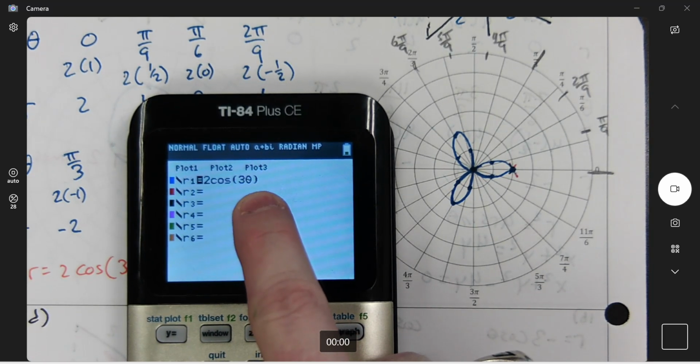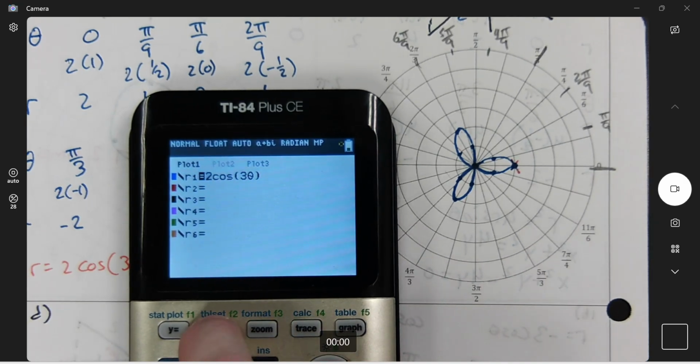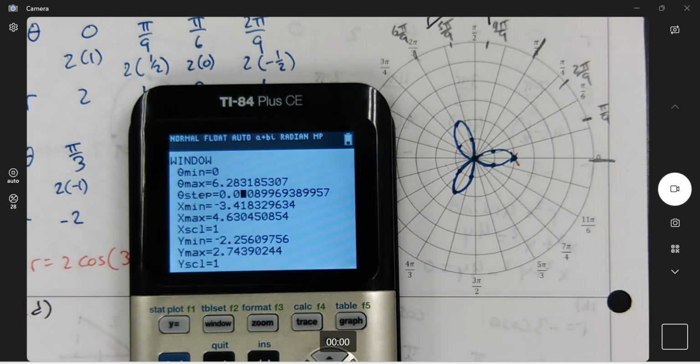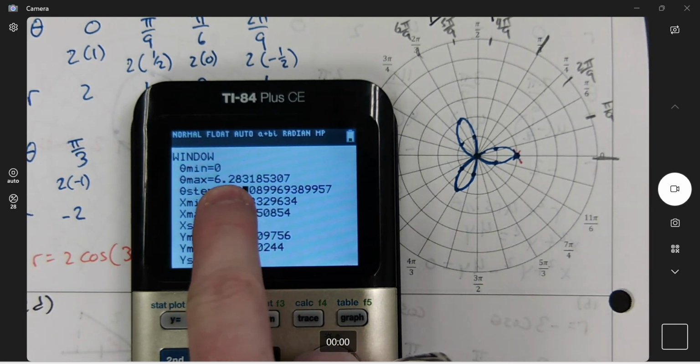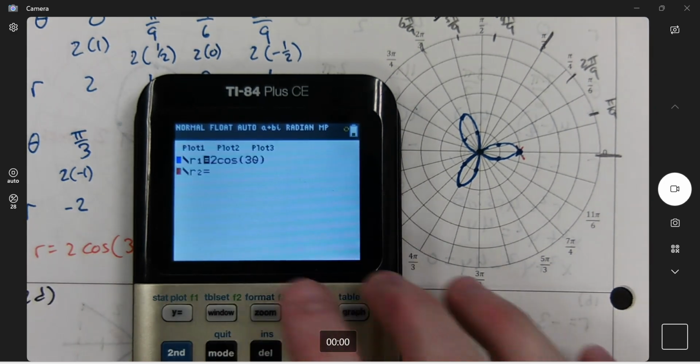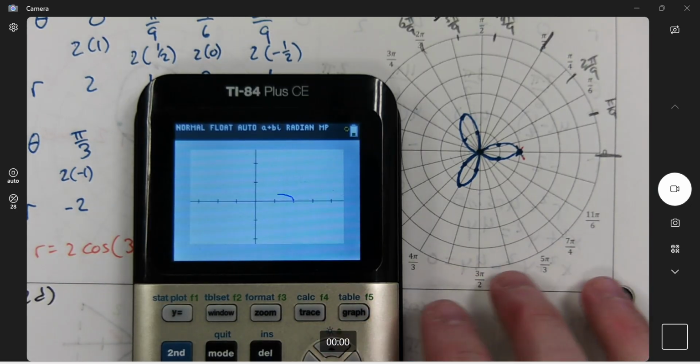So this is our graph. I'm always ready to rock and roll. I'm looking at my window, and I change my step to slow, and I'm going to let it go through the 2 pi's. Now watch the path it goes.